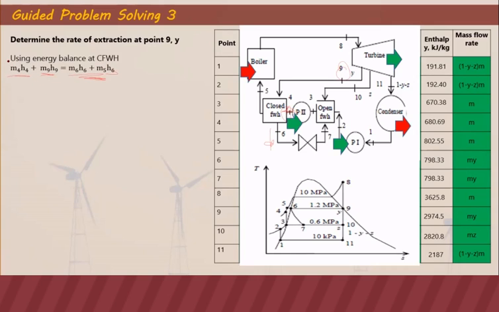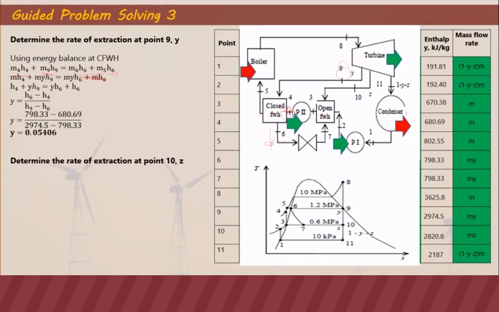And then substituting the values of mass from the table, we have this one. Canceling out the masses since they're the same, our y is equal to (H6 minus H4) over (H9 minus H6). So our y is just equal to 0.05406.